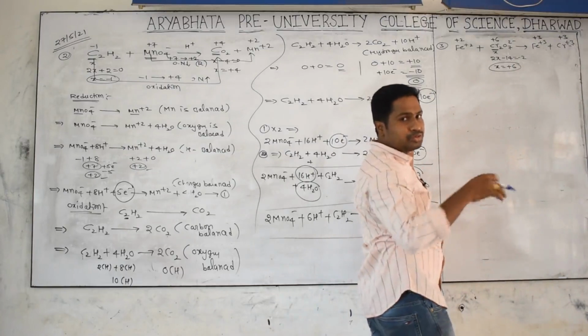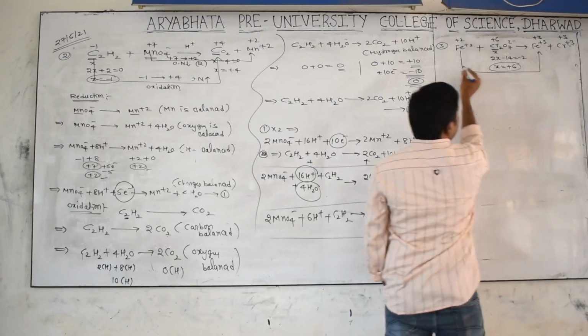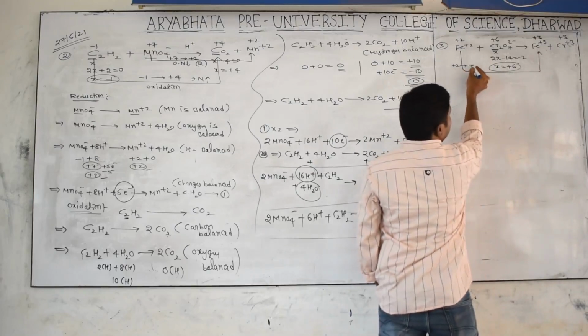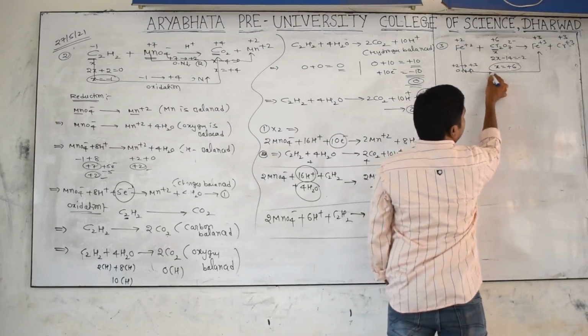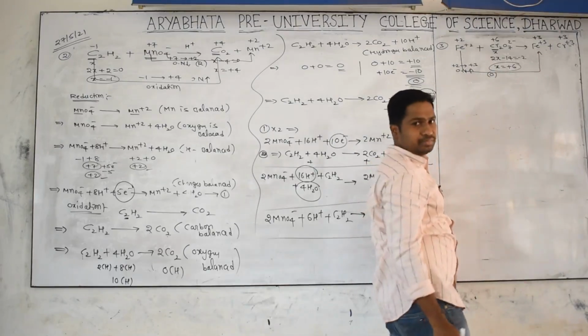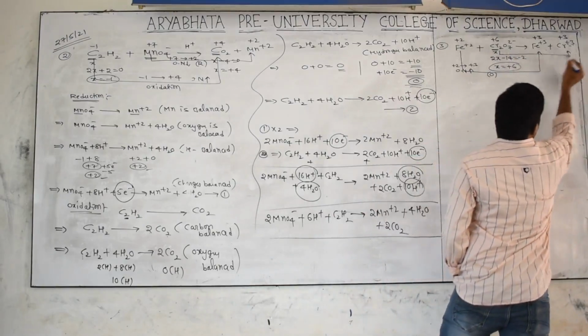Which is oxidation, which is reduction? Find out iron first. The oxidation number is changing from plus 2 to plus 3. The oxidation number is increasing, which is called oxidation. Okay. Here, the oxidation number is changing from where to where?